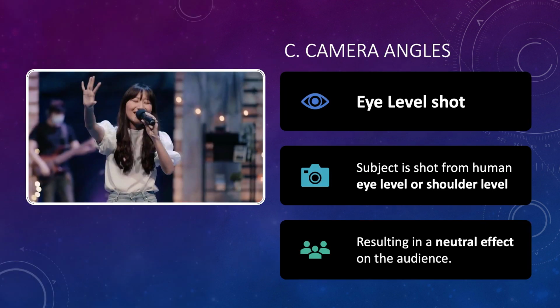Eye level shots are very common, and this shot is shot at the human eye level right now, or a bit on a shoulder level is also okay. It results in a neutral effect on the audience. When you look at it, this shot feels neutral, you are standing on par with the subject.